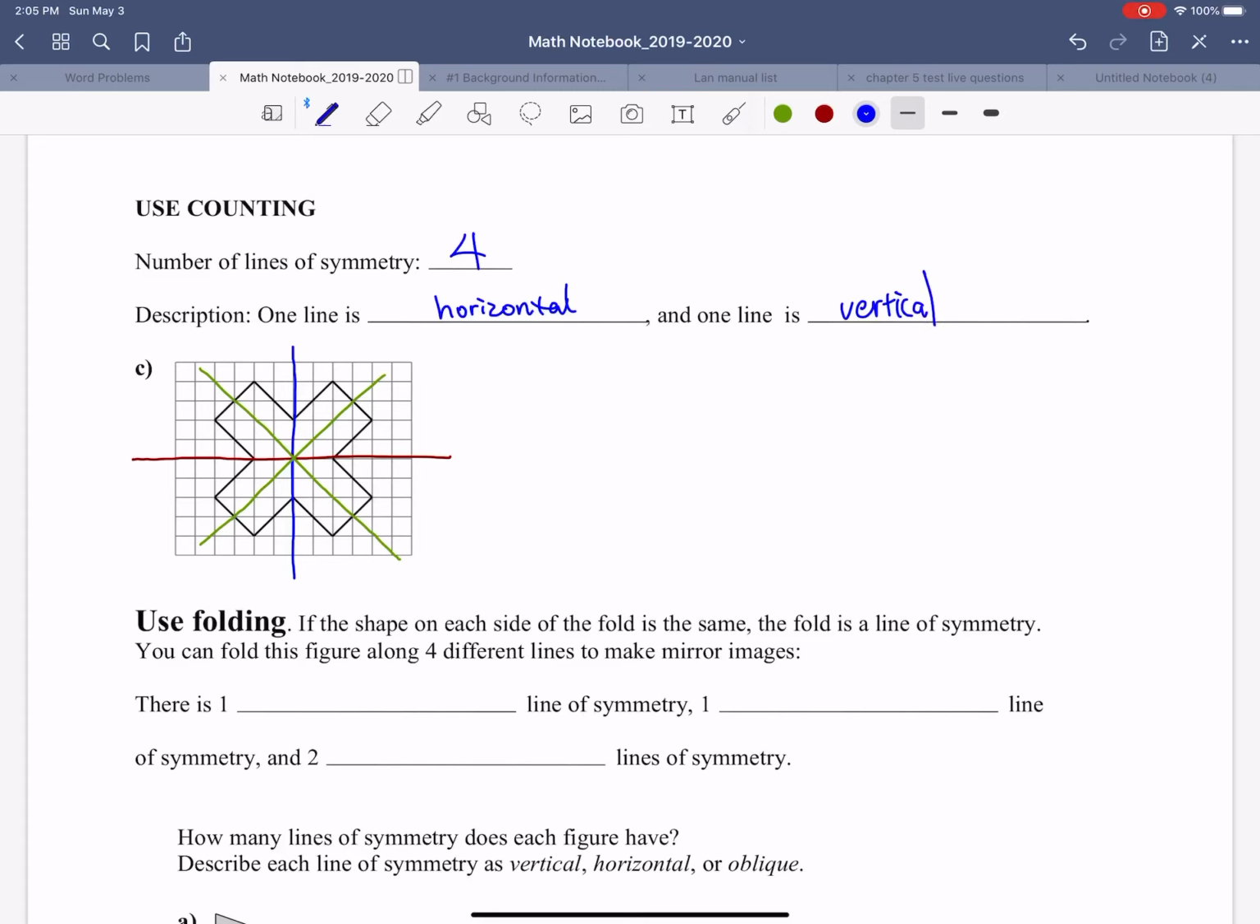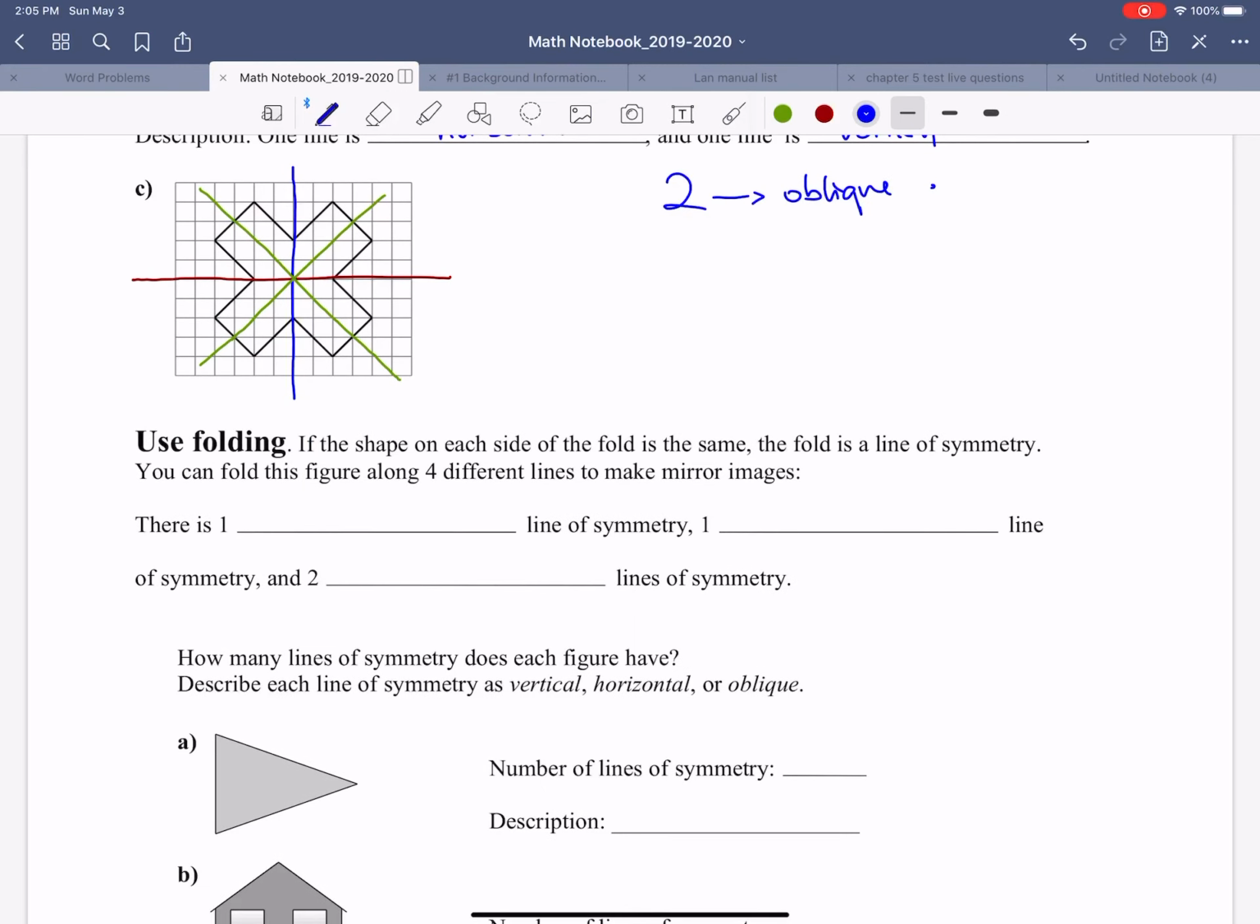Okay? And there are two that are oblique. Okay, so use folding. Basically, if you can print it out, or on your workbook you cannot rip your workbook out, but if the shape is on a loose piece of paper, you can fold it to see whether the shape overlaps or not.